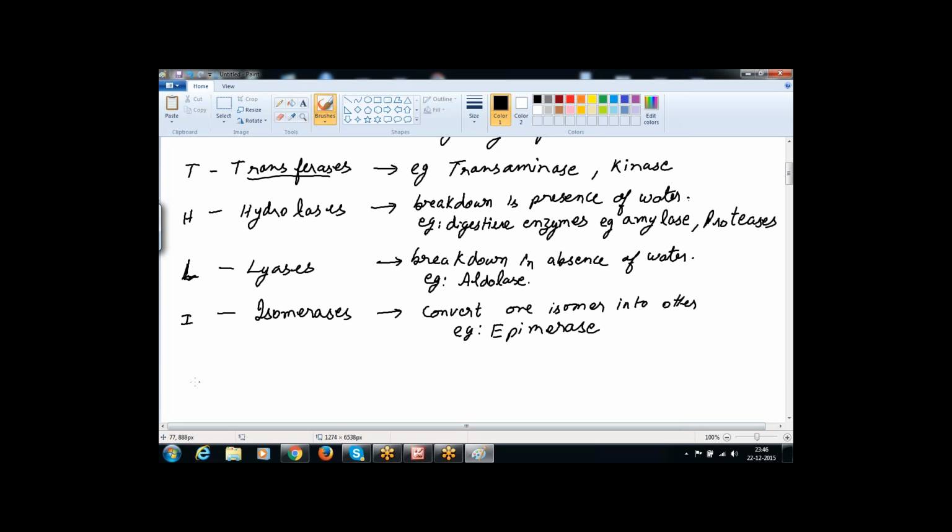And lastly, another L that stands for ligase. Ligases will form a bond or join two things. Can you give any example of ligase you have studied? We have talked about ligase also. Any example you remember?